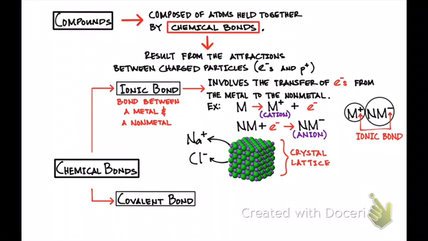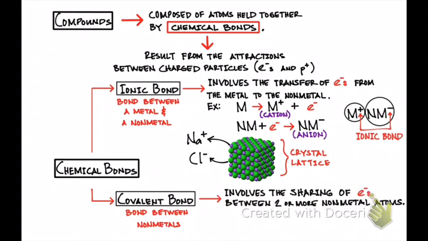Covalent bond, on the other hand, is the bond involved in nonmetals. So it's the bond between nonmetals. This bond, covalent bond, involves the sharing of electrons between 2 or more nonmetal atoms. So take note of the difference between covalent bond and ionic bonding. In covalent bond, it's the sharing of electrons, whereas in ionic bond, it's the transfer of electrons.